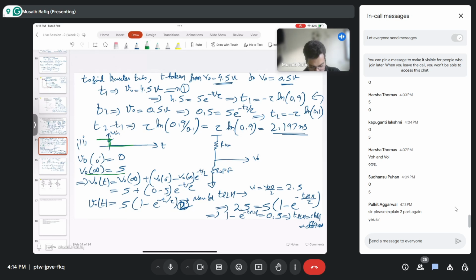Now using this equation, V0 of t equal to V0 of infinity plus V0 of 0 minus minus V0 of infinity multiplied by e raised power minus t by tau. Once you do the maths, V0 of t comes out to be 5 times 1 minus e raised power minus t by tau. Tau is the same, this one.